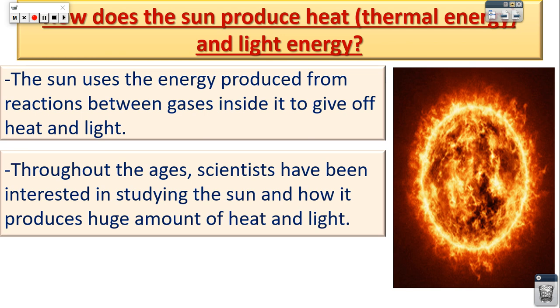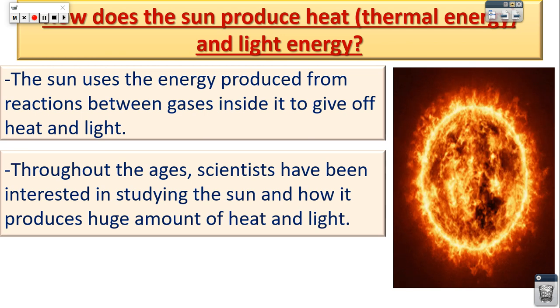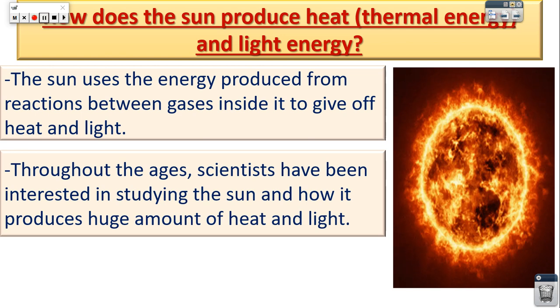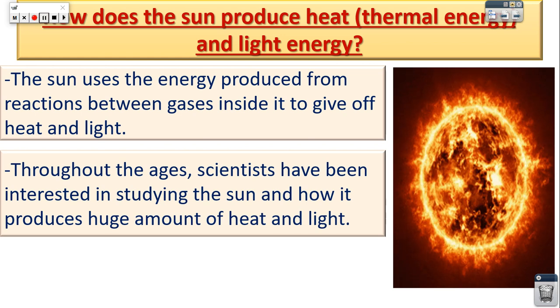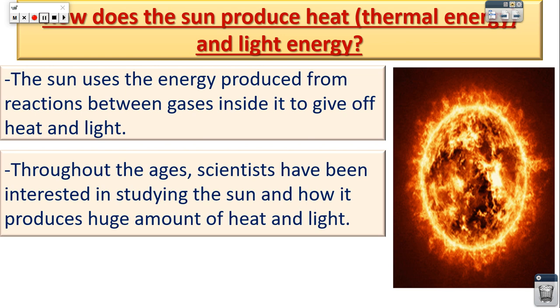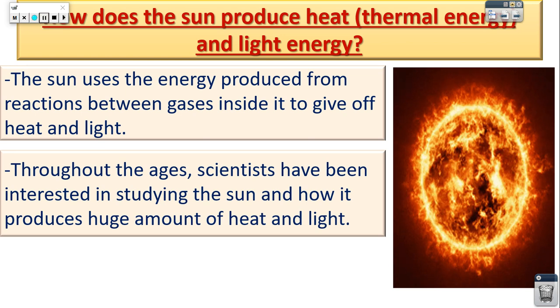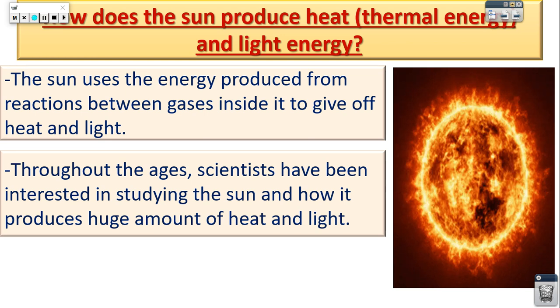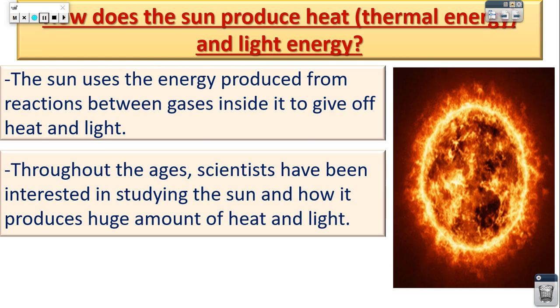How does the Sun produce light and heat? Energy. Okay, the Sun uses the energy produced from the reaction between gases inside it to give off the heat and the light. So the Sun produces heat and light energy, or the stars appear bright due to the combination between helium and oxygen gases.